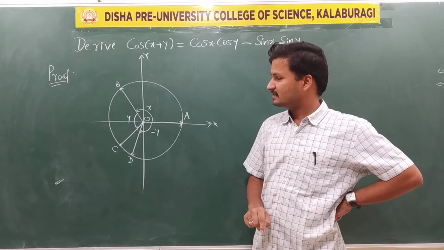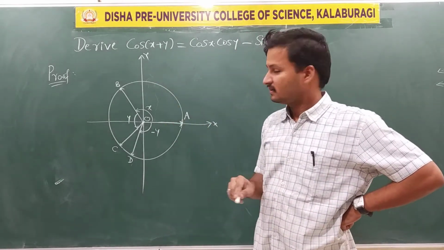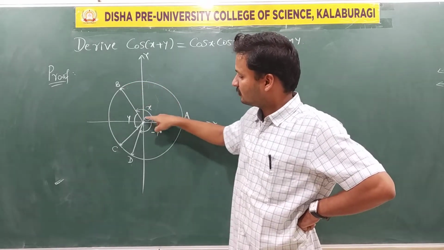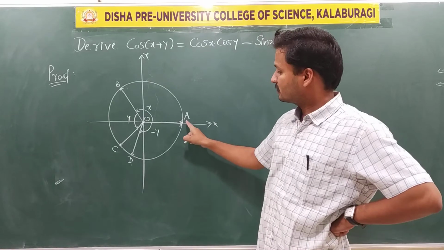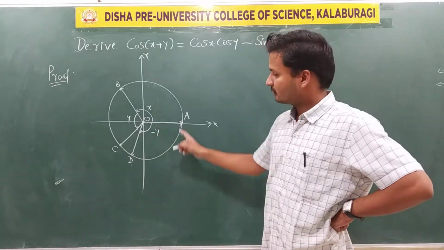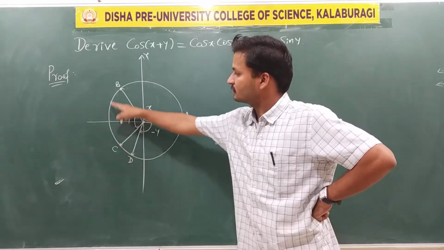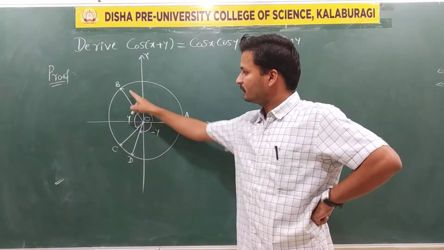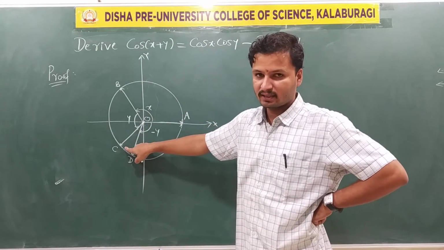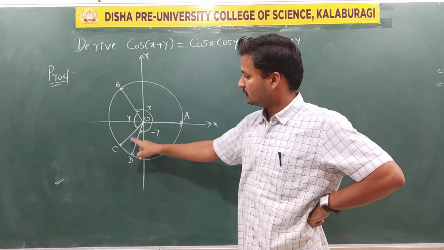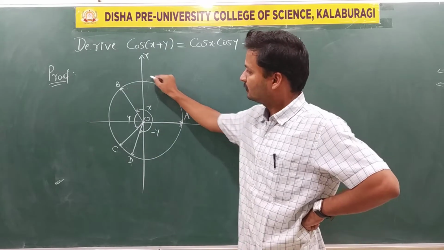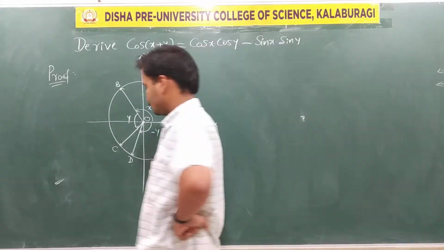So now my question is, x plus y is there, correct? Here the AOB angle is X. Next the BOC angle is Y. Then our question is the angle AOC, that means this total angle. This total angle means AOB, that is X, plus BOC, that is angle Y. So the total angle AOC is x plus y.